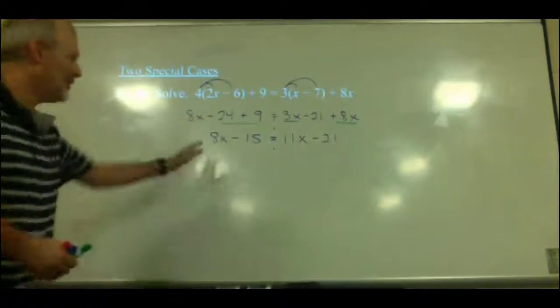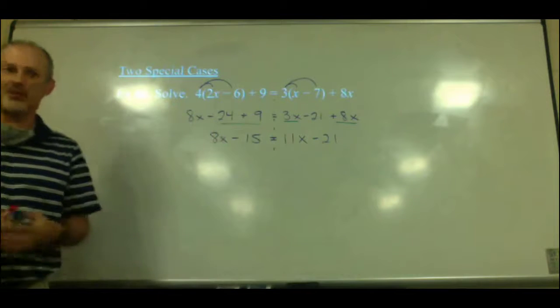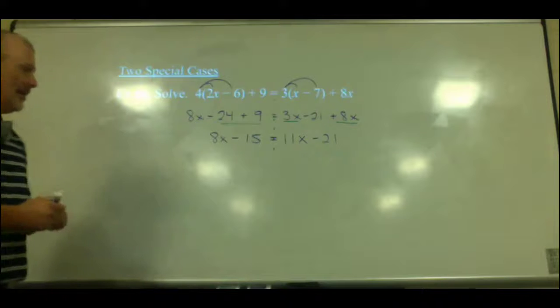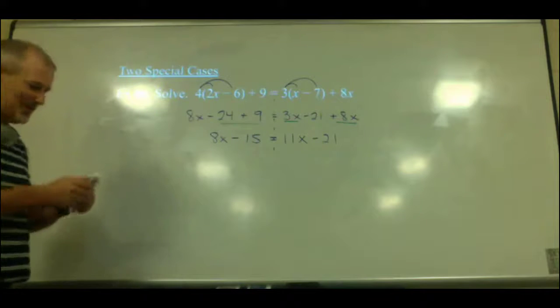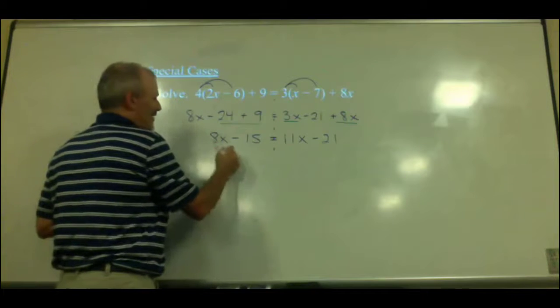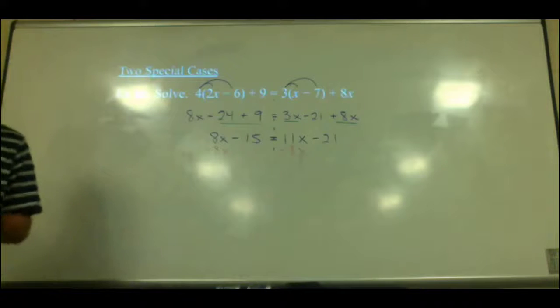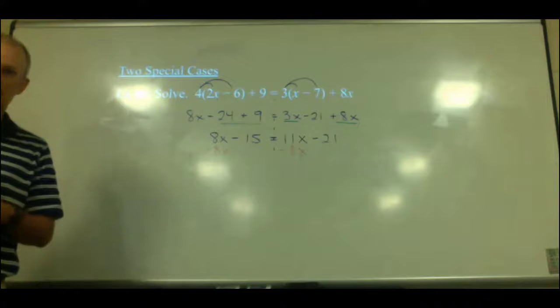All right, so now we're down to this type of problem, and variables on both sides. What do we want to do? Subtract 8. Yeah, subtract the smaller one, right? 8 and 11. 8 is the smaller one, so let's subtract the 8x. And again, there's no law that says you have to do the smaller one. I just think it's easier to do the smaller one. The answer is going to be the same.